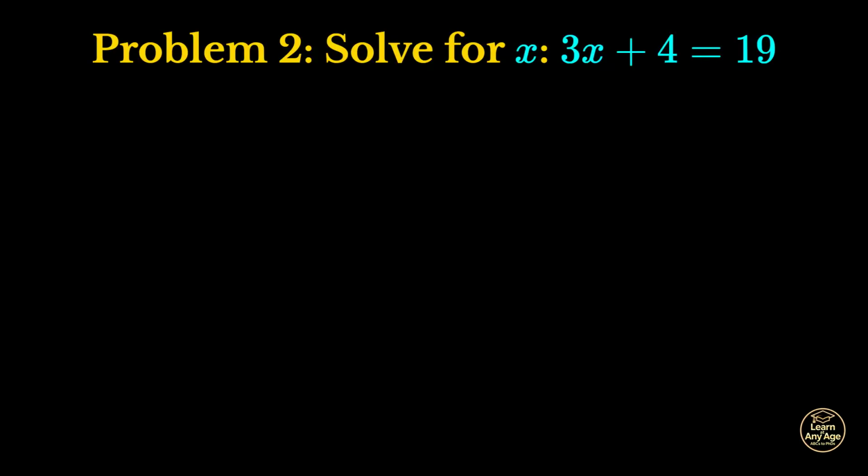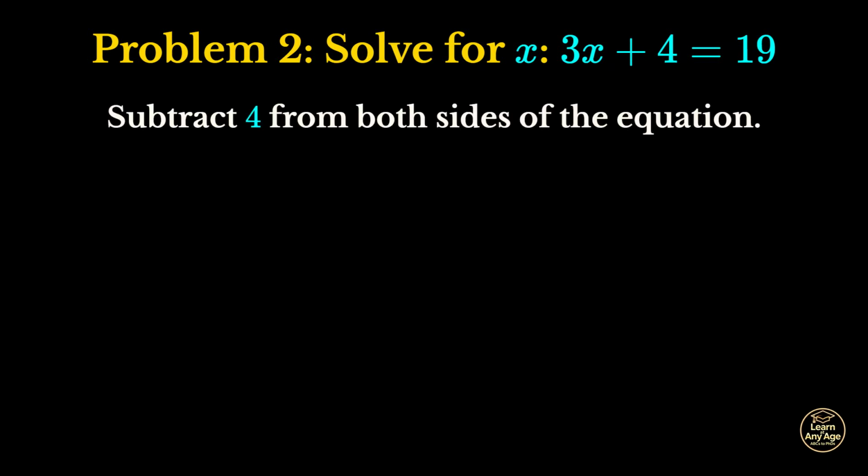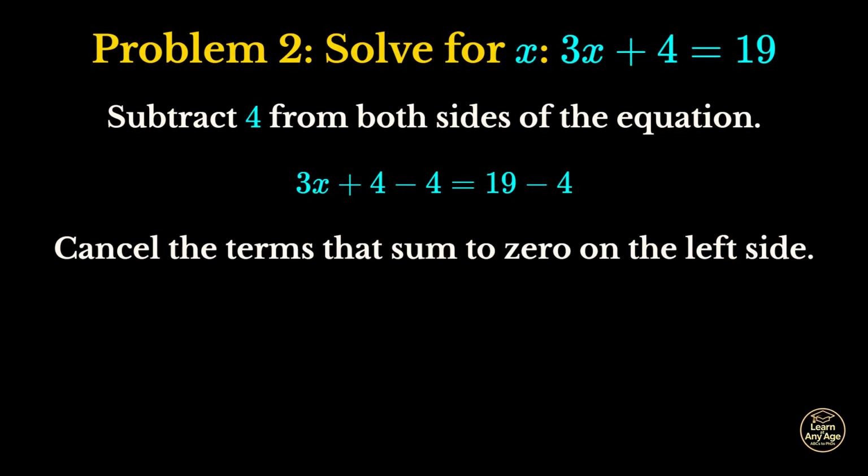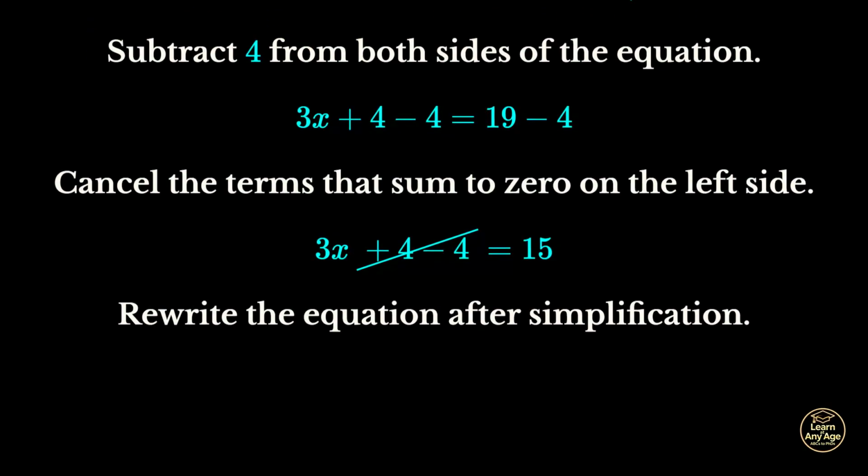Problem 2. Solve for x, 3x plus 4 equals 19. Subtract 4 from both sides of the equation. 3x plus 4 minus 4 equals 19 minus 4. Cancel the terms that sum to 0 on the left side. 3x equals 15. Rewrite the equation after simplification.